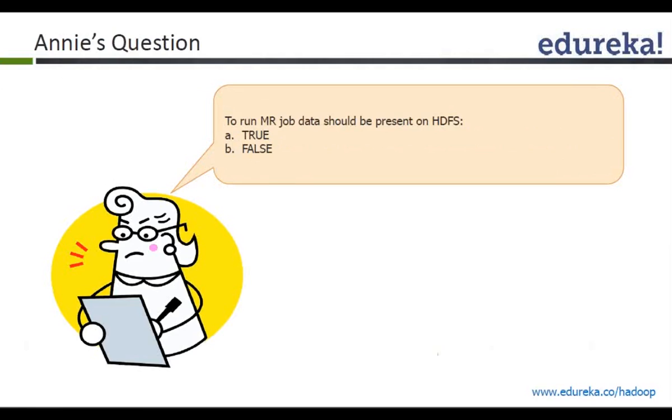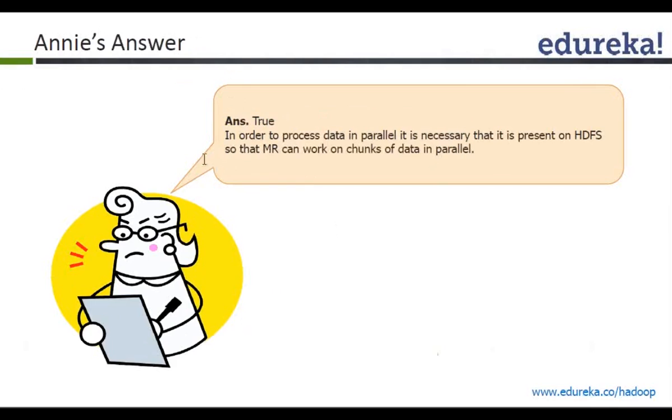So, another question. To run MapReduce, the data should be present in HDFS. True or false, guys? The answer is true. Both input and output have to be in HDFS. So let me go down to the next slide. True, in order to process the data in parallel, it is necessary that it is present in HDFS so that MapReduce works on chunks of data in parallel.